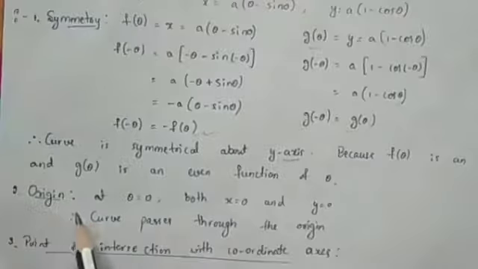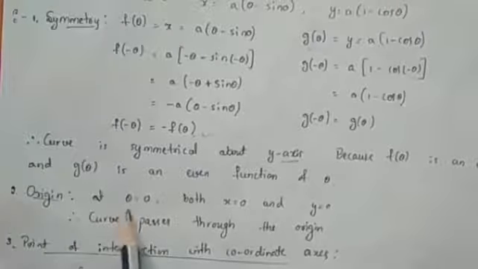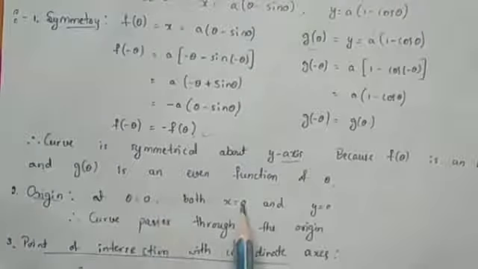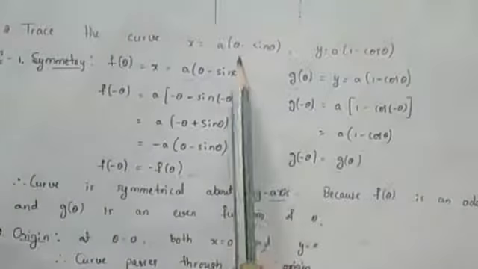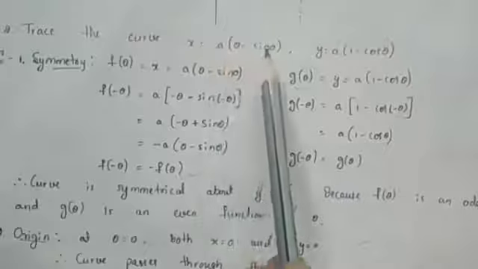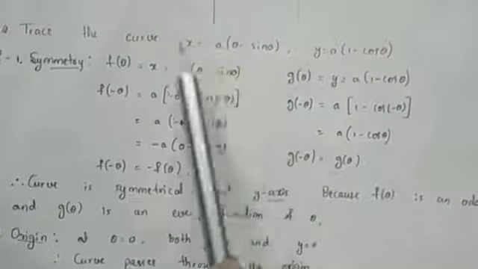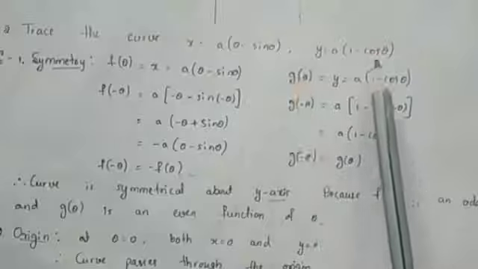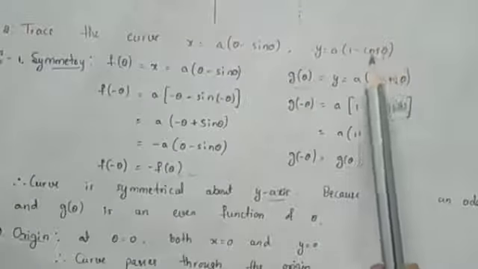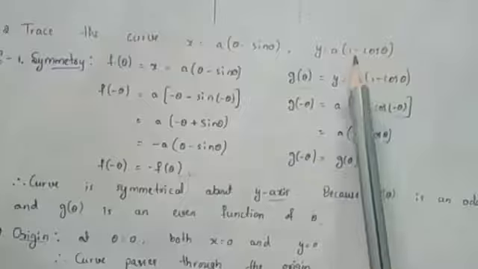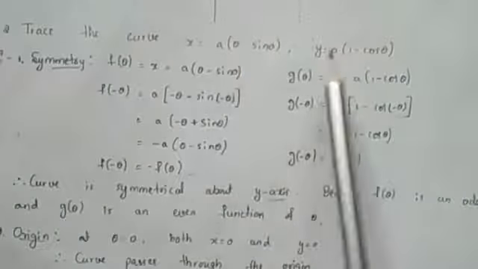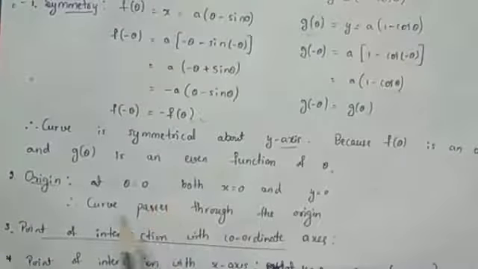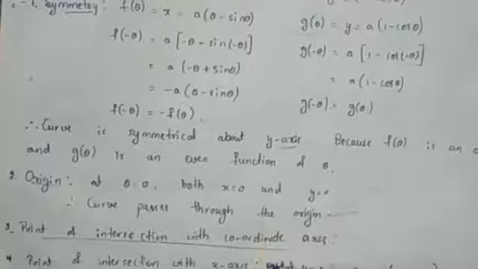The next point is the origin. At theta is equal to 0, both x is equal to 0 and y is equal to 0. Put theta is equal to 0, you get a into 0 minus sin 0. Sin 0 is 0, so x is equal to 0. Put theta is equal to 0, cos 0 is 1, 1 minus 1 is 0, so y is equal to 0. You get x is equal to 0 and y is equal to 0 at theta is equal to 0. Therefore the curve passes through the origin.